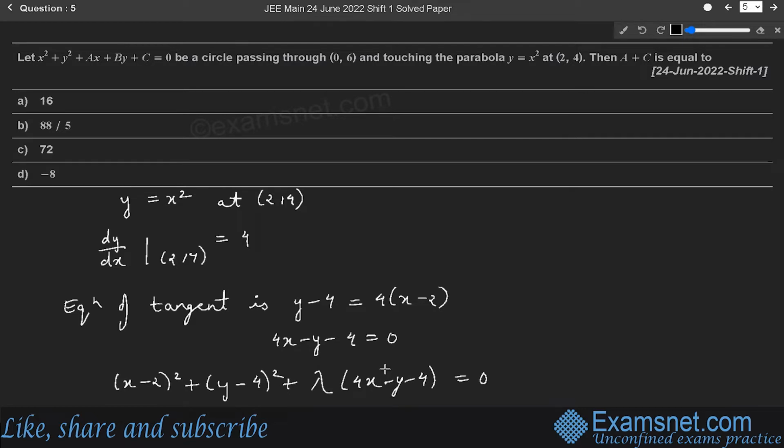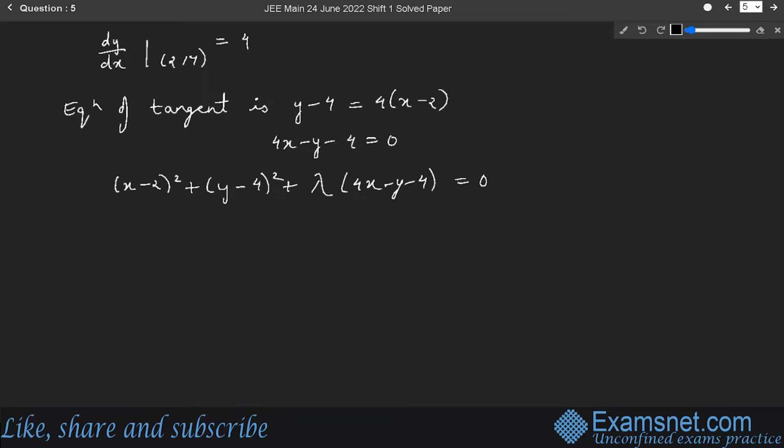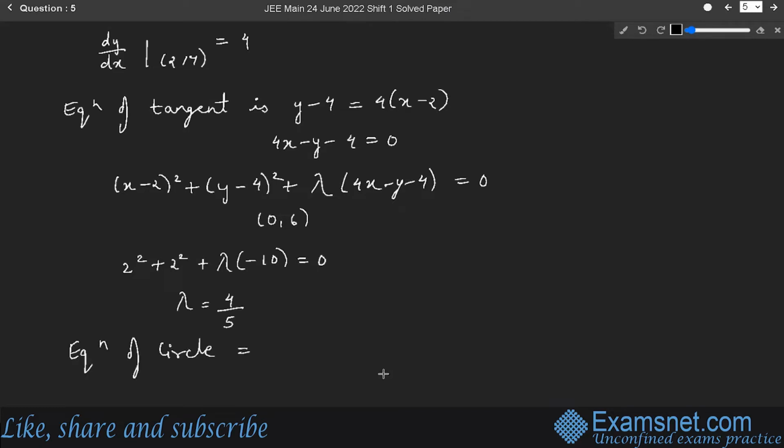As it is given in the question that it passes through the point 0 comma 6, it means that it should satisfy the point. So it becomes 2 square plus 2 square plus lambda into minus 10 is equal to 0. So lambda will be equal to 4 upon 5. Now, since lambda is equal to 4 upon 5, equation of circle will be x minus 2 whole square plus y minus 4 whole square plus 4 by 5 into 4x minus y minus 4 is equal to 0.